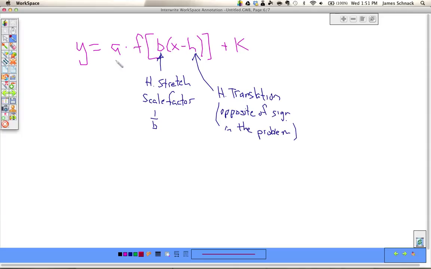Outside of our function, the a and the k. K is our vertical translation, and yes, it's exactly what it says. If it says plus 1, we go up 1. A is going to be our vertical stretch. And just like the translation, it's exactly what it says. If it says times 2, the scale factor is times 2.